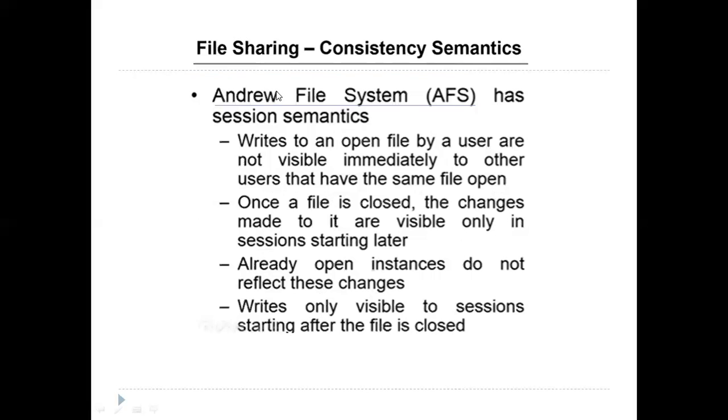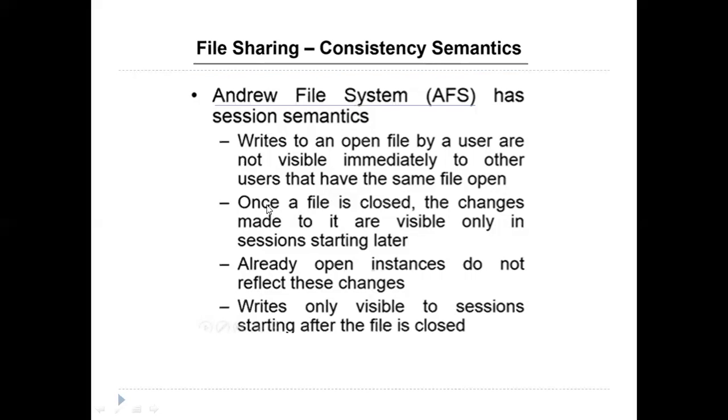In the Andrew file system, which is one of the file systems, let's see how the semantics is maintained. Writes to an open file by a user are not visible immediately to other users that have the same file open. Let's say I have opened the file and I'm making changes because I am the owner. Say 5 people have the same file open, and one person has not opened it but just has read access. What happens when I make the changes? Will all those 5 people be able to see the change? How is it in the case of the Andrew file system?